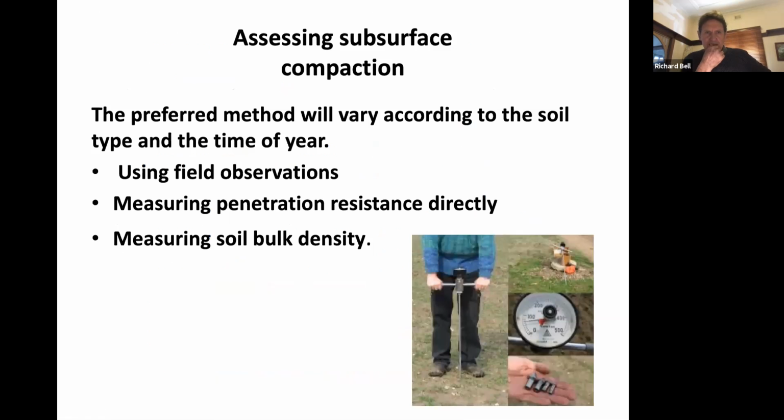How do you measure it? Don't underestimate field observations. That photograph I showed earlier, you can often see that as plain as day when you dig a hole. And you don't need anything more fancy than the hole to show that there's a problem. Another way is penetration resistance using a penetrometer, such as shown in the photograph here.